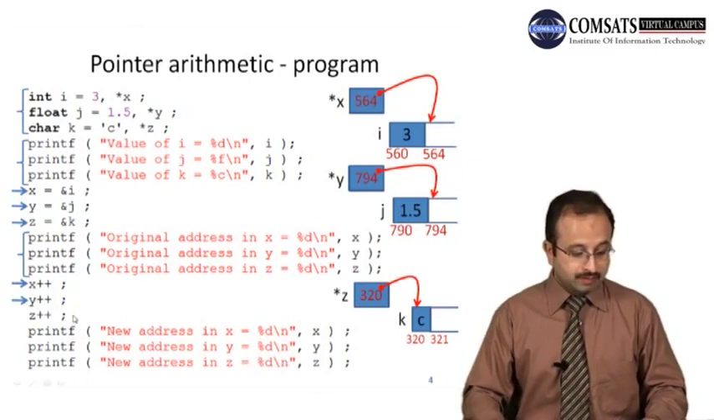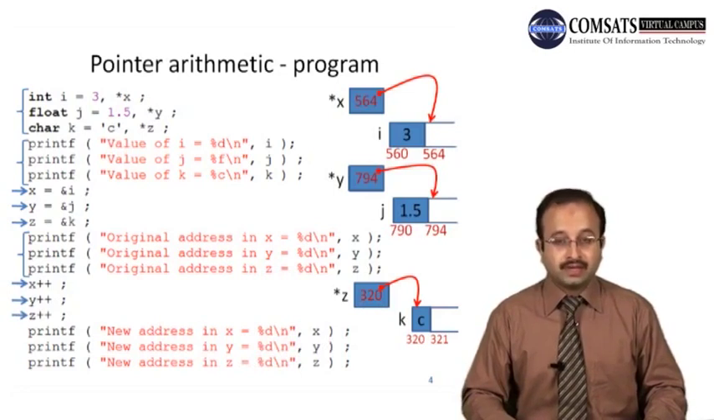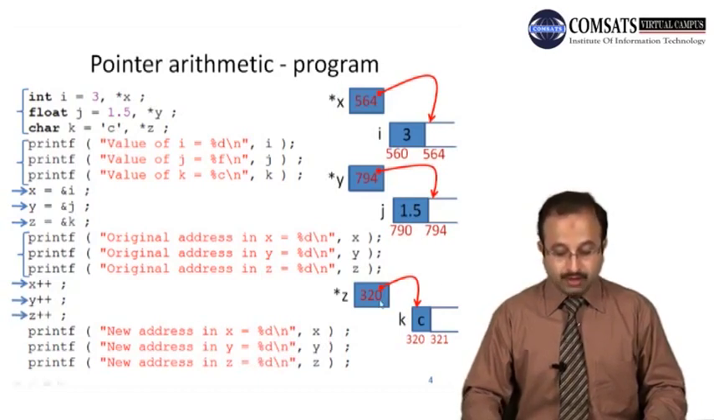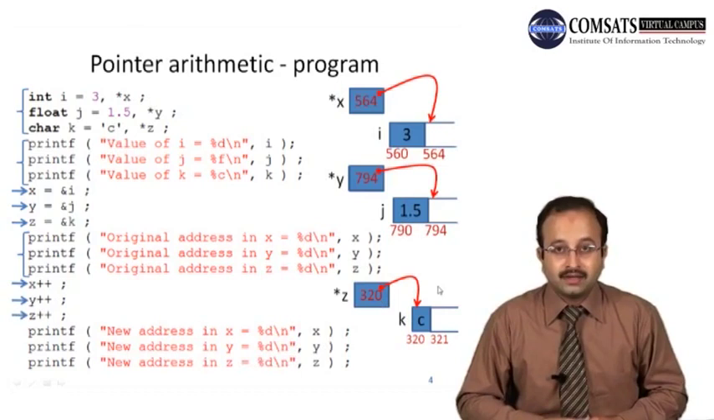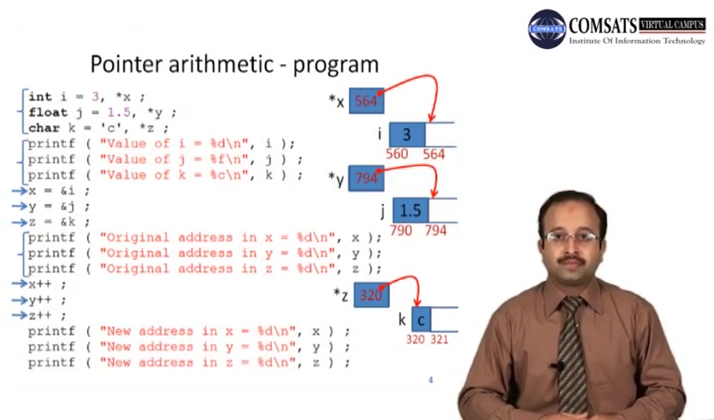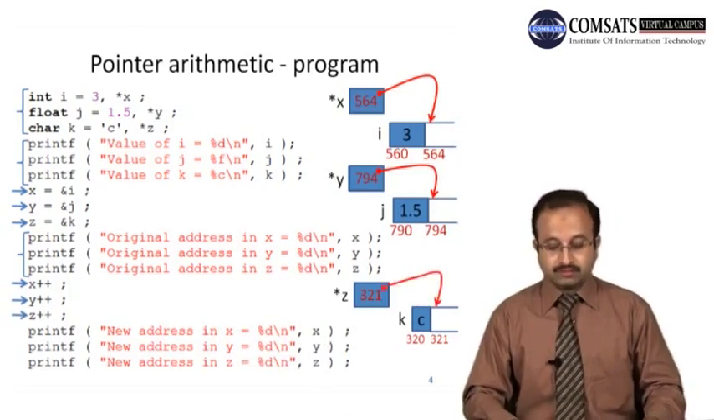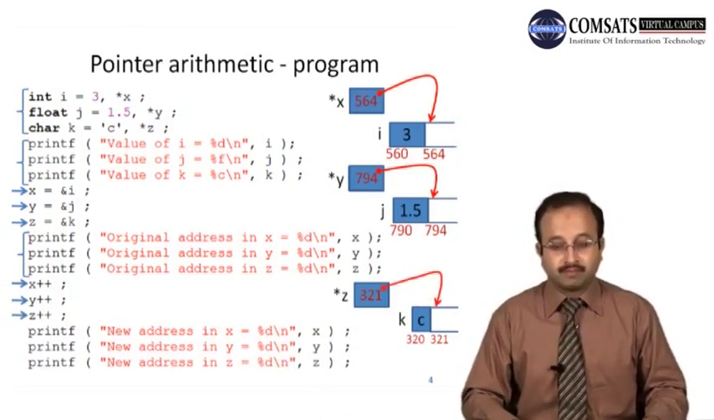So when you execute this next statement, that is z++, what happens over here? Will it become 324? No, because the type of the z pointer is character, and a character occupies only 1 byte. So a character pointer points to a memory location where a character value is stored, and a character value occupies only 1 byte. So when you increment that z pointer, it should point to the next character value, which will be at the next byte. So its value becomes 321, that is the address of the next byte, and it points to that memory location.